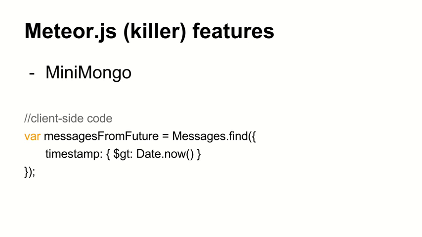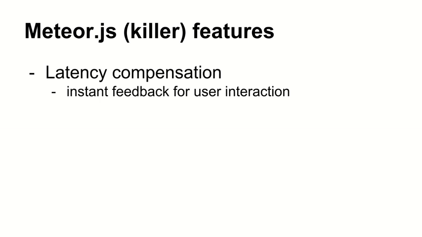MiniMongo is a client-side implementation of MongoDB. You can send data from the server to MiniMongo and you can work with them on the client. If you are working with data on the client, there is no request response time. And changes to data are shown immediately in the user interface. Data are fully synchronized with the server.